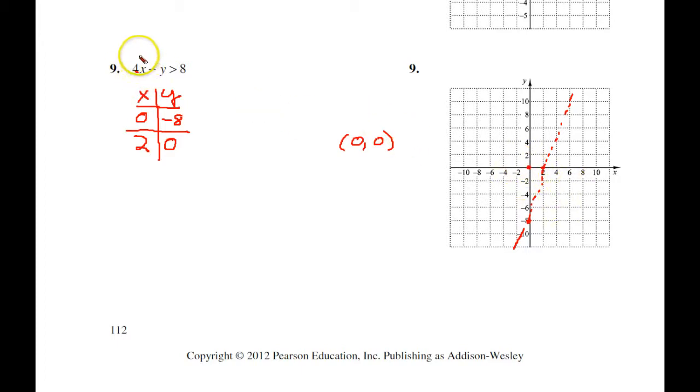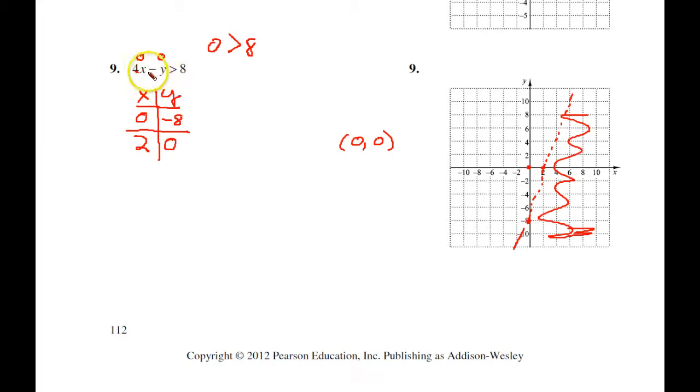All right, just try it. Here, x is 0, so this will become 0. Y is 0, that becomes 0. Is 0 greater than 8? Is that a true statement? And the answer is no. So you don't shade where this trial point is. You're going to shade on the other side.